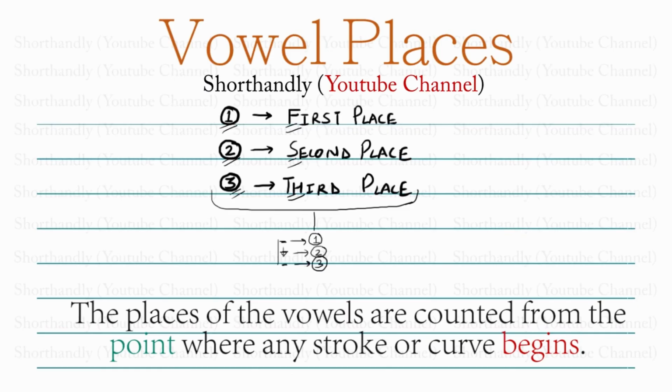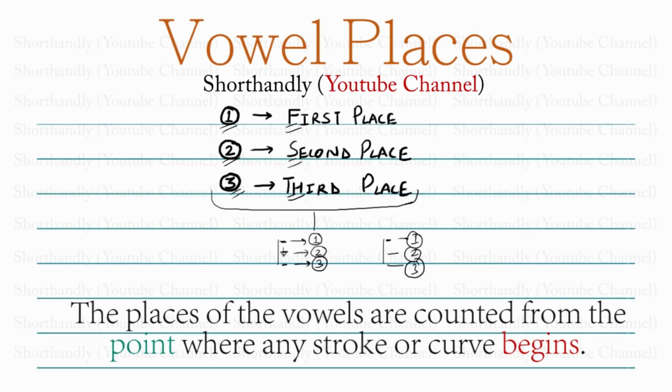So once again, the point from where we start making any stroke or curve will always be the first place. If we make this stroke again like this, we again started from this point, so this will be the first place, this will be the second, and this will be the third place. That's how you number these places on any stroke. Now these places are used to put the vowels.